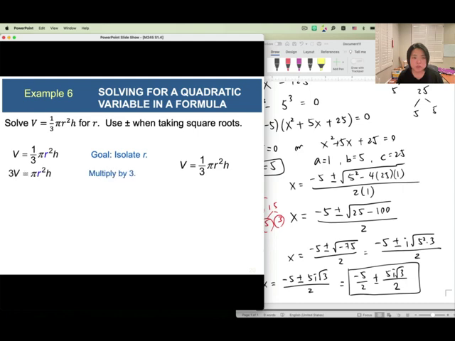So first, we're going to multiply by 3 on both sides, times 3, times 3. Now you want to get rid of the pi and the h, so you divide both sides by pi and h. And then we want to solve for r, so you take the square root of both sides. When you take the square root, make sure you add plus or minus.